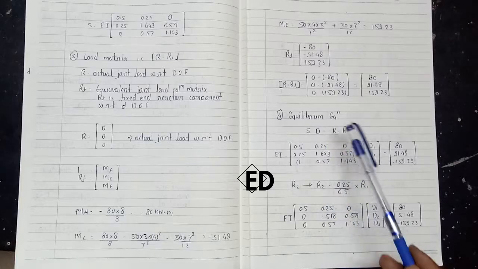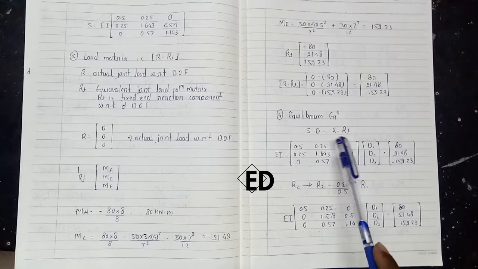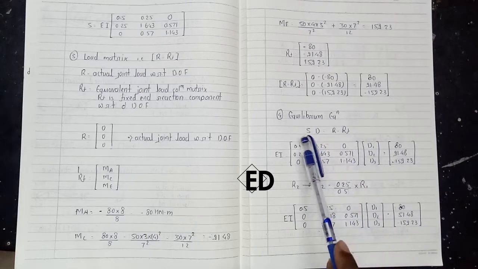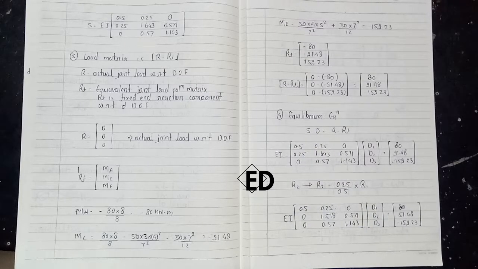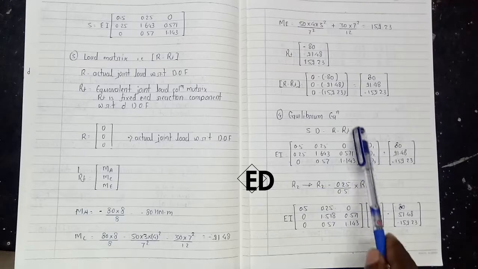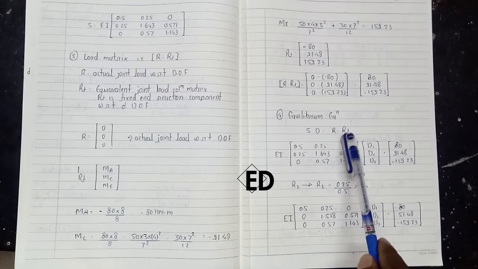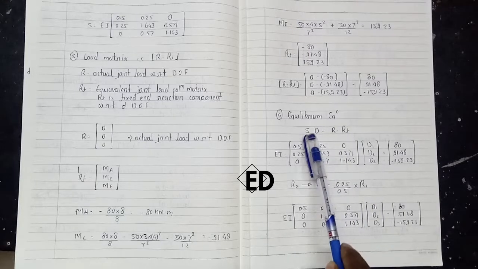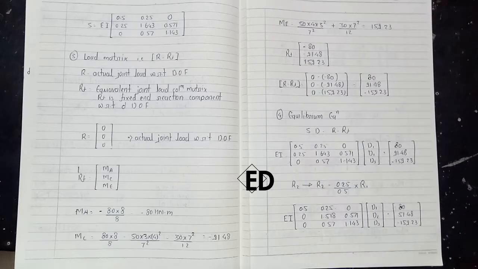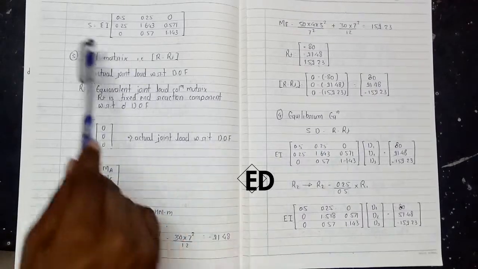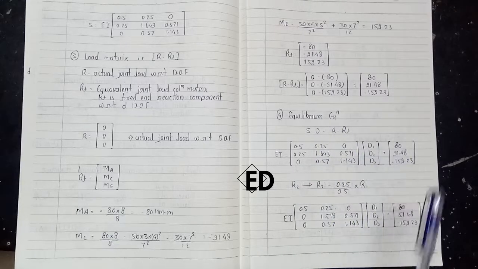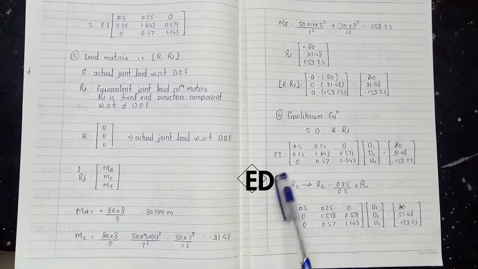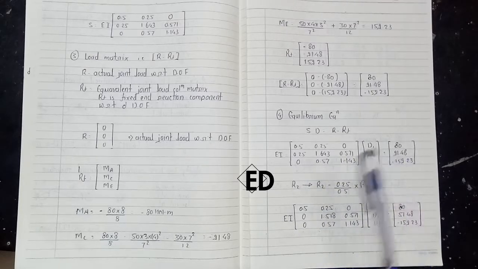So what is the equilibrium equation? The equilibrium equation is load equals stiffness into deflection. As we know, R minus RF is the load matrix, S is the stiffness matrix, and D is the deflection matrix. Just represent here: the stiffness matrix is what we calculated here, these are the deflections, and these are the loads. So just solve this matrix.